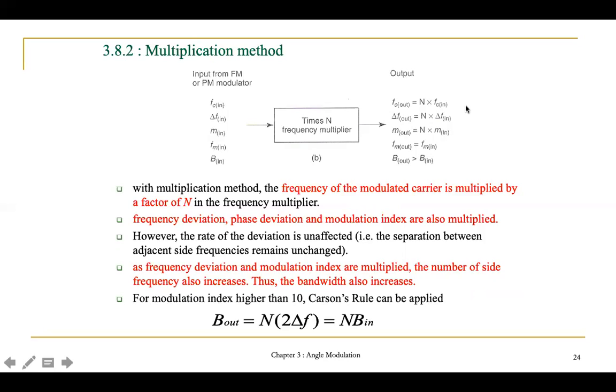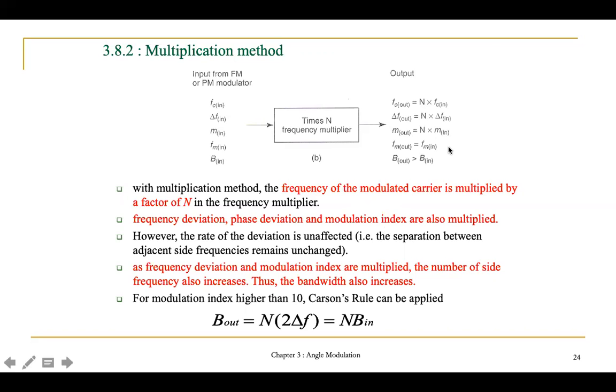So you will get the FC out. Same for the frequency deviation. So delta F out is equal to n multiplied with delta F in. And also for your modulation index, M out equals n times M in. However, your modulating frequency is not affected by the multiplier.